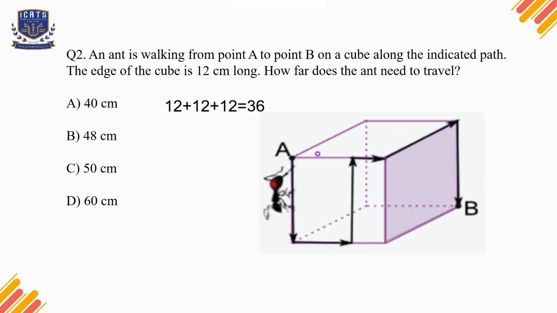So now let's find out how many horizontal sides the ant has to travel. So here, one horizontal side from this point to this point, it's 12 centimeters. So some of the distance will be covered over here and the rest of the distance will be covered on the upper side of the cube. So now as the ant has traveled 2 horizontal sides, we can add 12 two times, that is equal to 24. Now we can add 36 and 24, which is equal to 60. So we will select option D here. The ant needs to travel 60 centimeters.